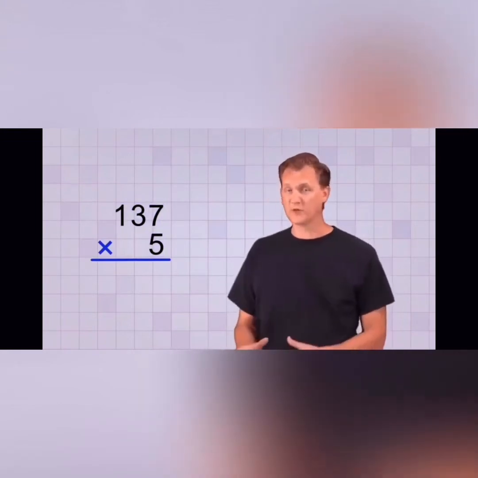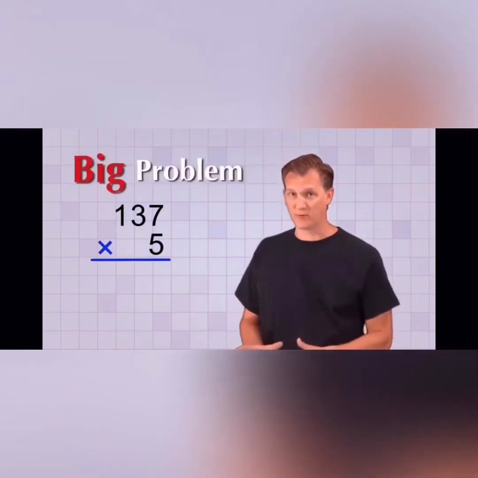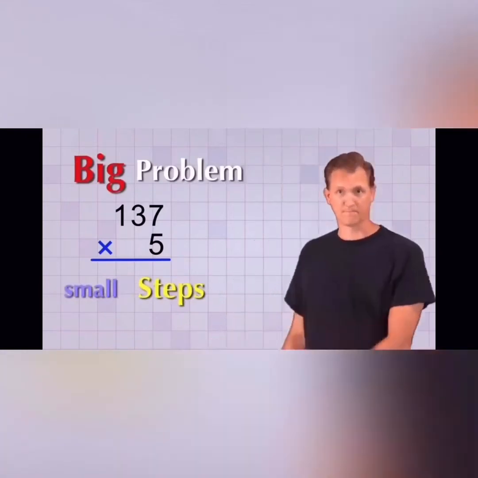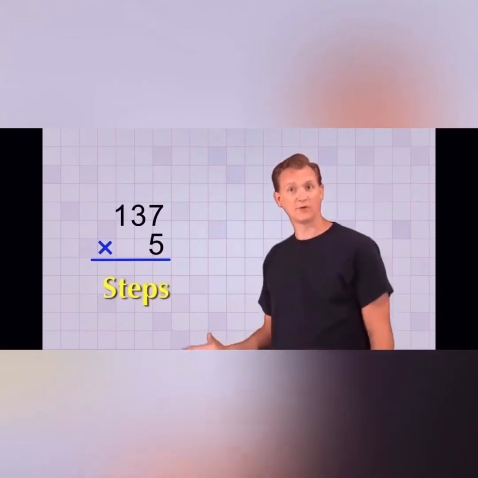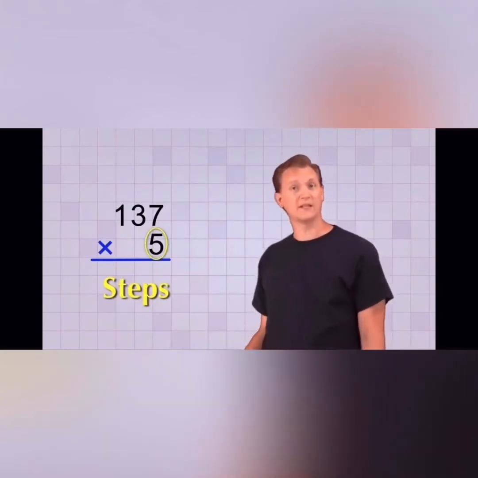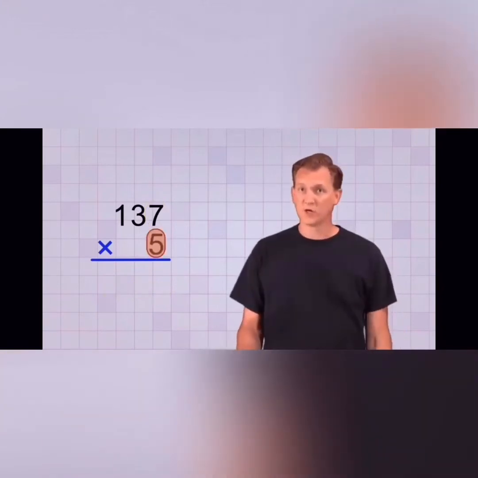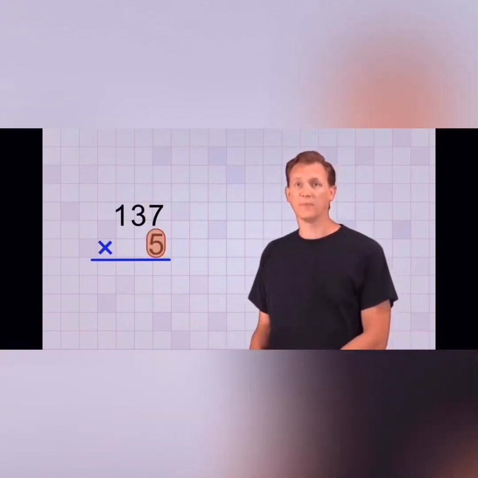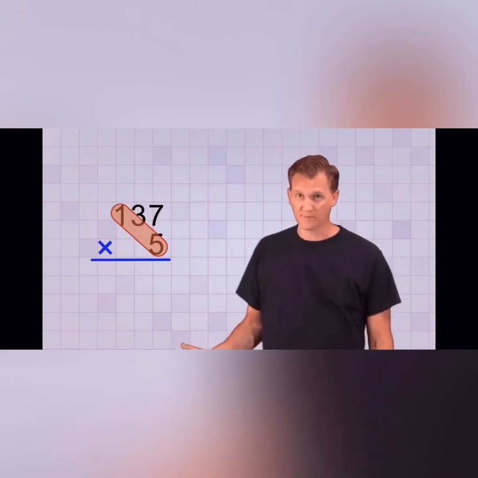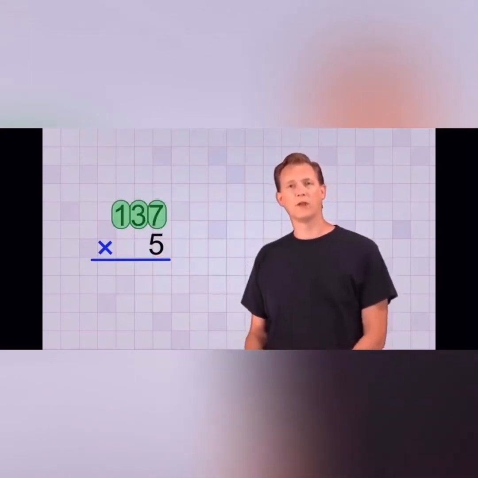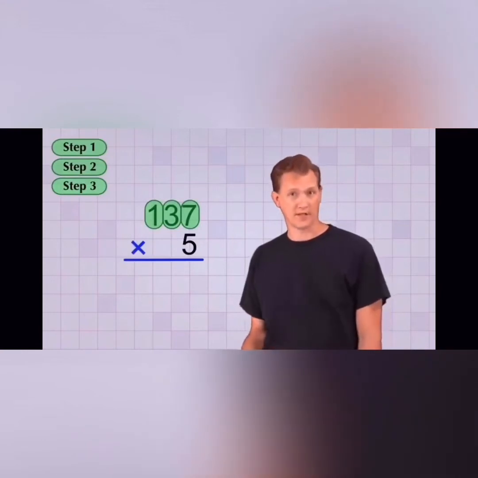Okay, now we're ready to learn the procedure for multiplying. Basically, what we're going to do is break up this big multiplication problem into a series of small multiplication problems, or steps. Those small steps involve multiplying a digit in the bottom number by a digit in the top number. In our problem, we only have one digit on the bottom, and we're going to multiply it by each of the digits in the top number. And since the top number has 3 digits, our problem will have 3 small multiplication steps.